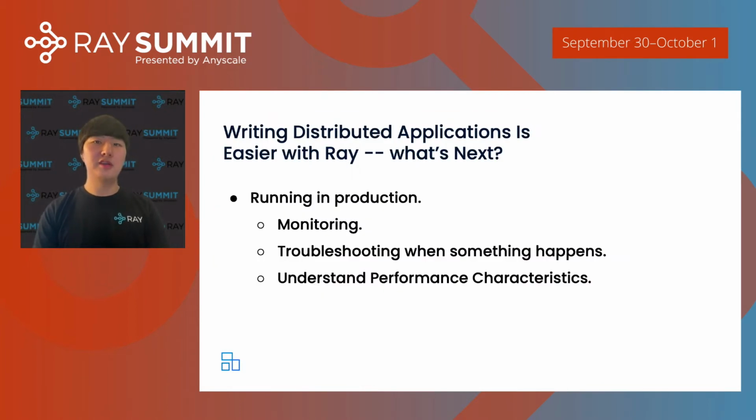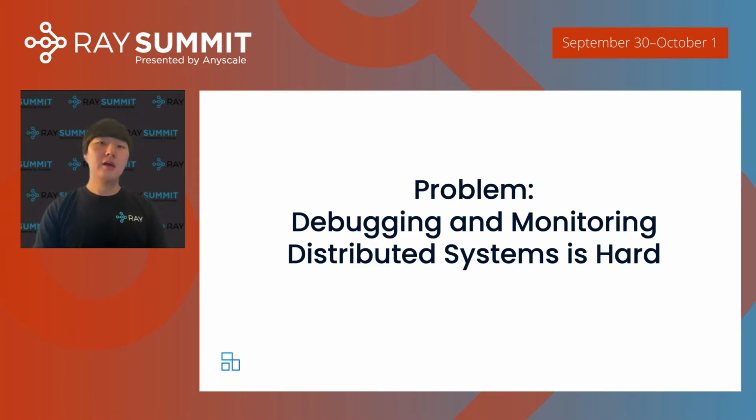And another problem is running them in production. For example, we need to monitor systems so that we can detect anomalies ahead of time. Or when something's broken, we should be able to figure out why it happened. And there are times that there is performance degradation. And in this case, you should be able to understand why performance has decreased. So, which means you need to understand performance characteristics. So now we are facing the next challenges in developing distributed applications. Debugging and monitoring distributed systems is hard.